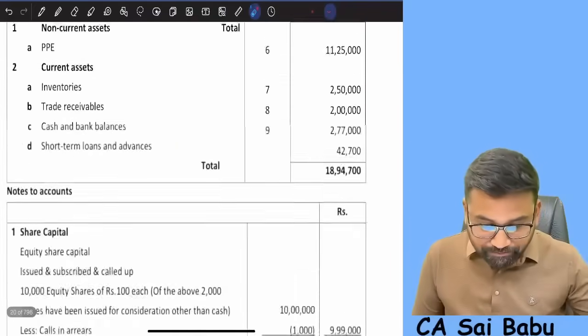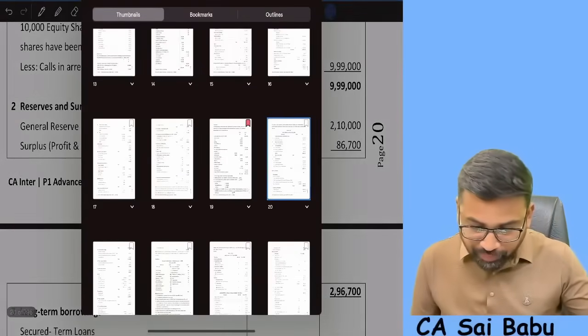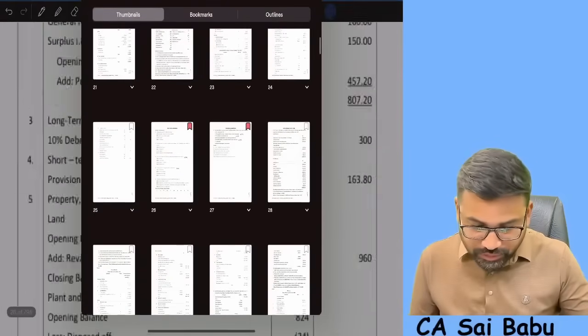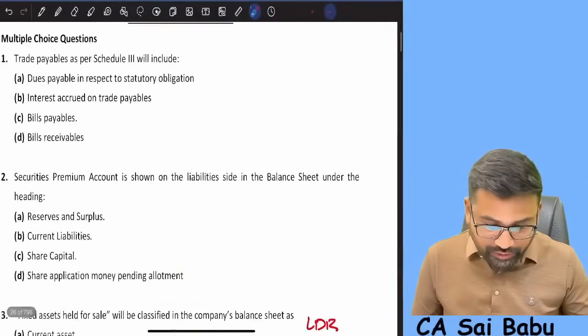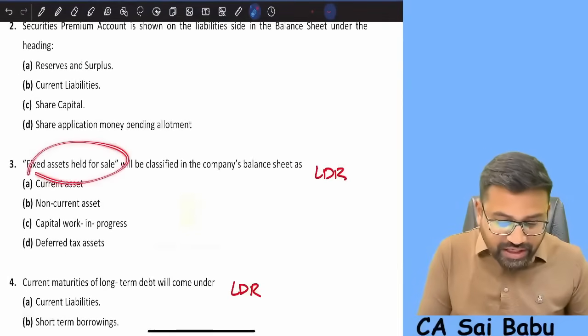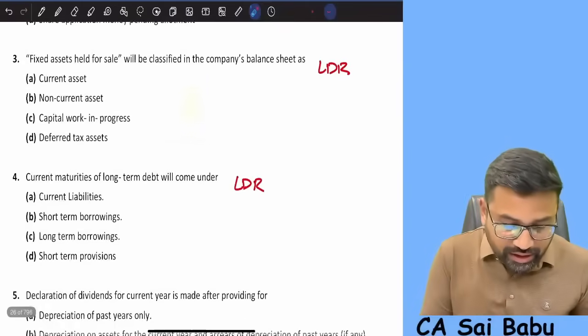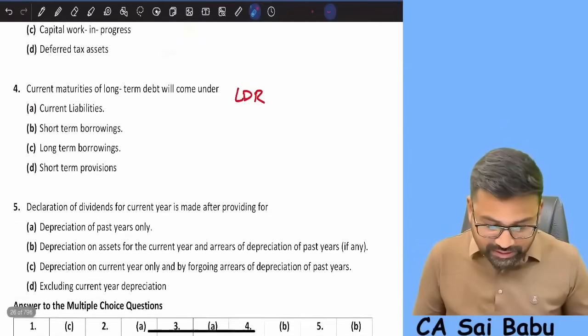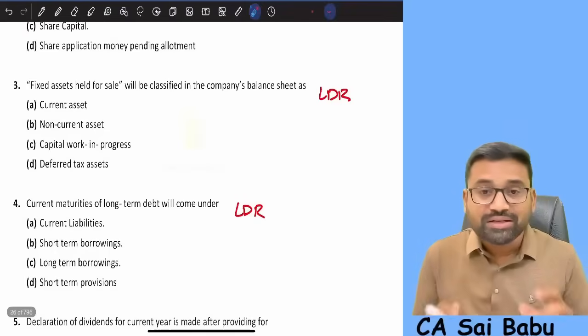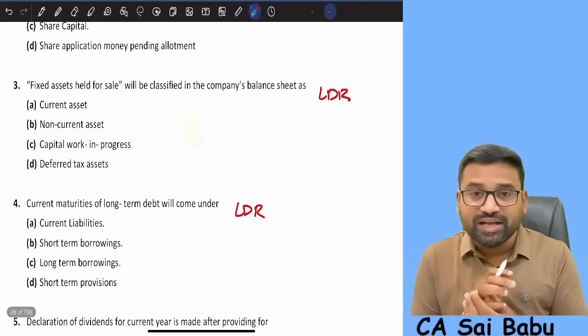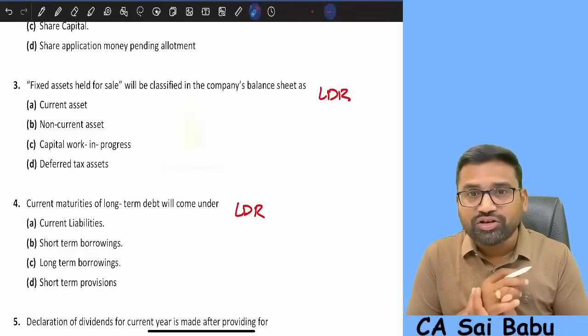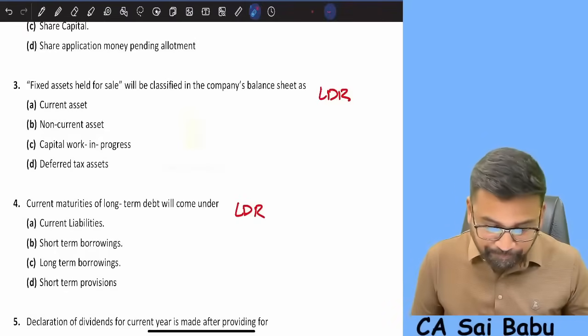Next, any fixed assets held for sale. When fixed assets are held for sale, where will you show them? They will be shown as a part of current assets. Consider the definition of current assets and current liabilities: anything held for sale in the ordinary course of the business is a current asset.